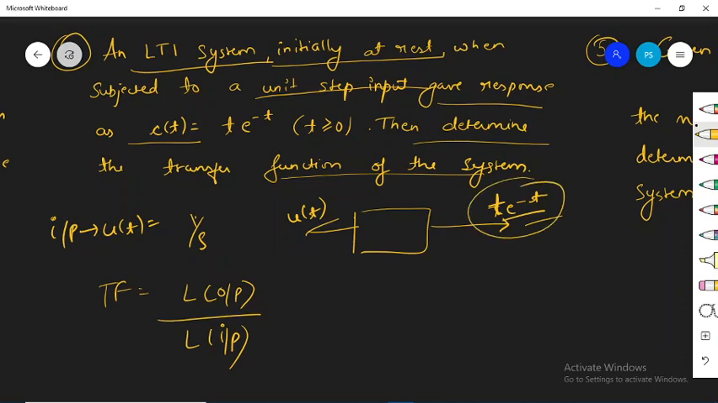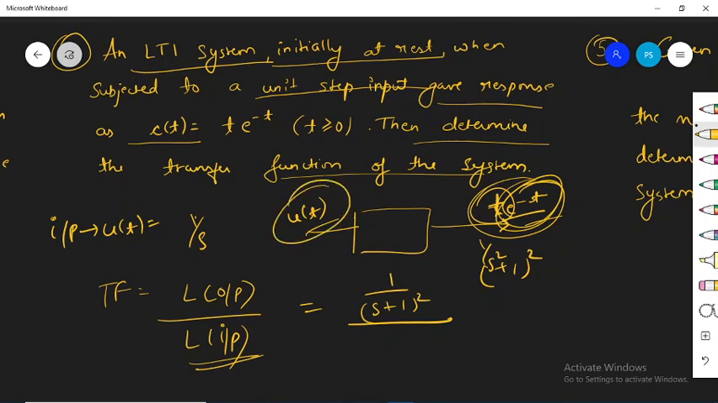Just take the Laplace of t e to the power minus t. If you take the Laplace of this, the Laplace of t is 1 by s, because there e to the power minus t is there, so it will become 1 divided by (s plus 1) whole square. Sorry, the Laplace of t is 1 by s square. You have e to the power minus t, hence this will become (s plus 1) square. So the Laplace of output will be 1 divided by (s plus 1) the square, and the Laplace of input u(t) is going to be 1 divided by s. So this ratio will finally come out to be equal to s divided by (s plus 1) the whole square.